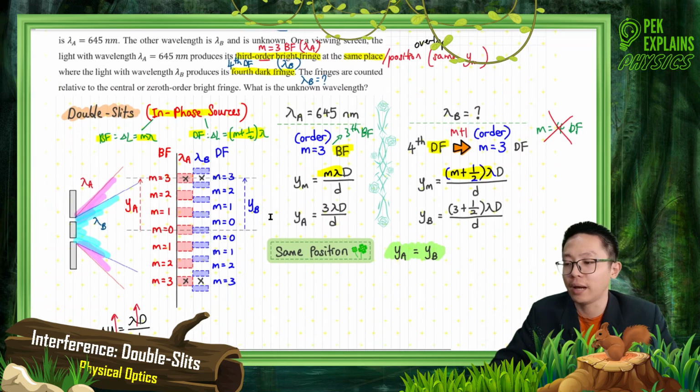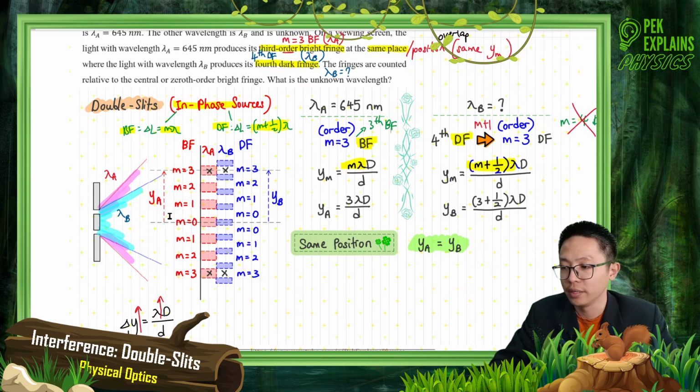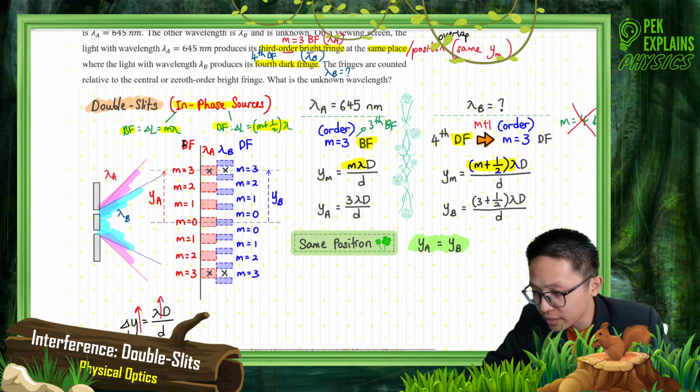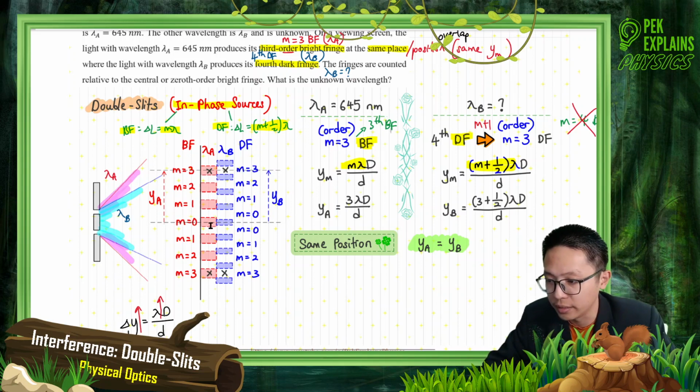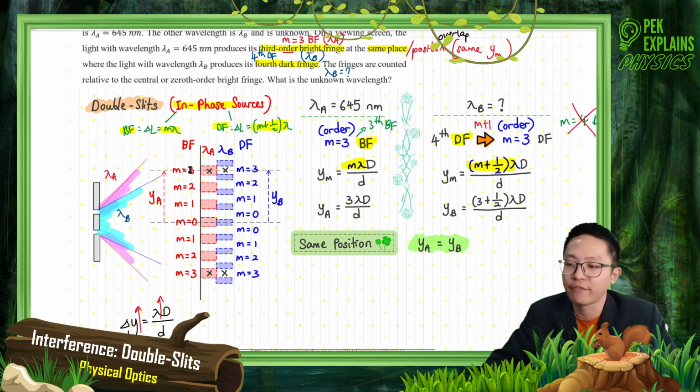Now he said they all form at the same position. They form at the same position. That means this bright fringe, you see this the bright fringe. The third order, you see the zero order, this is the bright fringe. You see this is the order for bright fringe for lambda A. So the third order bright fringe for lambda A fall at the same position as dark fringe for lambda B, which is also the third order.